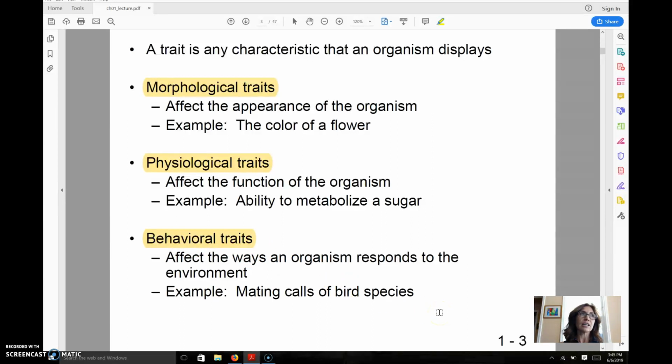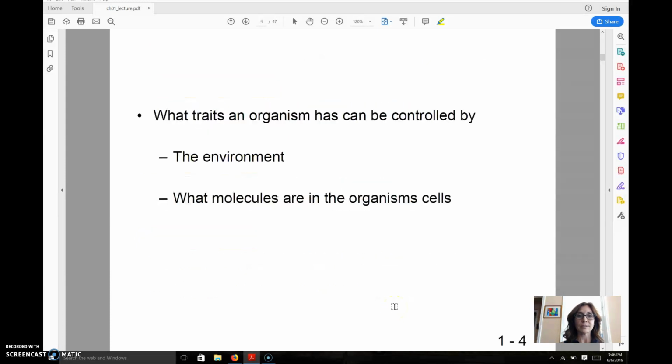This is the way an organism responds to its environment. Behavioral traits are things that might be inborn, and some of these might be things that are learned. So, for example, mating calls within a bird species. These are behavioral traits. However, to some degree, birds learn to sing their songs from their fathers, or male birds do. And so these behavioral traits also have a heavy environmental influence on them. So for this class, what we're mostly going to be paying attention to are the genetic or the DNA influence on these more complex behavioral traits.